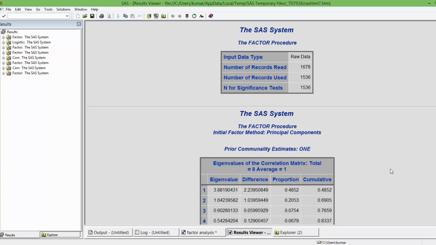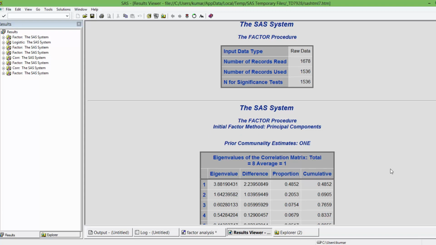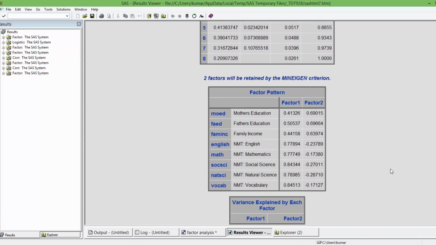You will have so many things in the output. Not everything will be covered in this session. Only the important things will be covered. You can see a message that two factors will be retained. So proc factor says that out of these 8 variables, you can make these 8 variables into two factors. We can group the 8 variables in such a way that we will only have two factors in place.